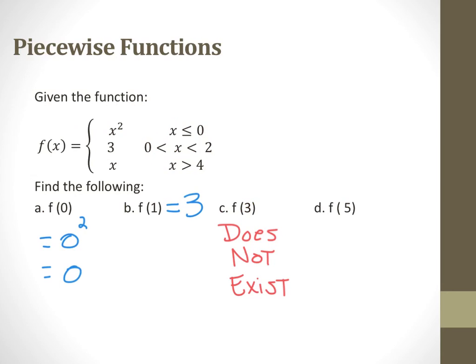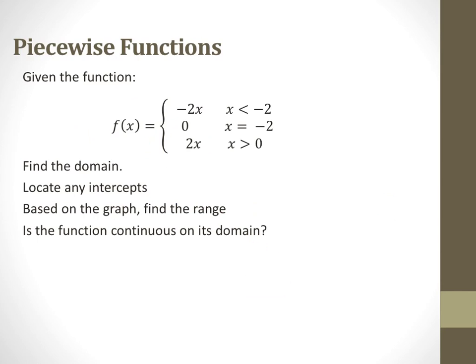Try the last one. Y value when x is 5. Find the interval that the 5 falls in. It falls in the last one. So we're going to use y equals x. So we're going to substitute the 5 in for the x, and we just get 5. So that's evaluating functions. It's actually finding y values given an x. Let's take a look now at how we find domain, intercepts, and range, and whether something is continuous or not.